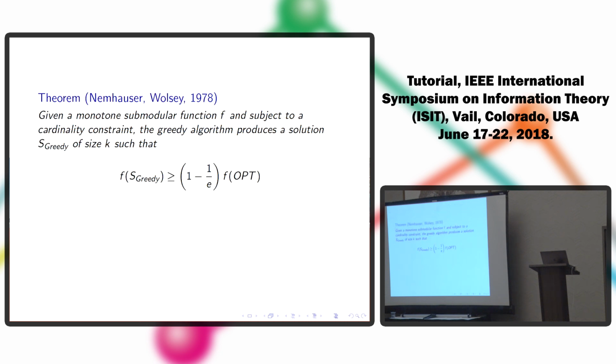Now, here is a very nice result: if the function is monotone submodular and subject to a cardinality constraint, then the greedy algorithm provides a 1 minus 1 over e approximation guarantee. It's 63%. Can anyone think of a better algorithm? Any idea? There is at least one. Sorry? You can try two at a time. Is it going to be provably better?